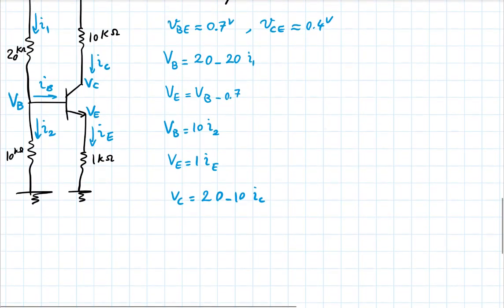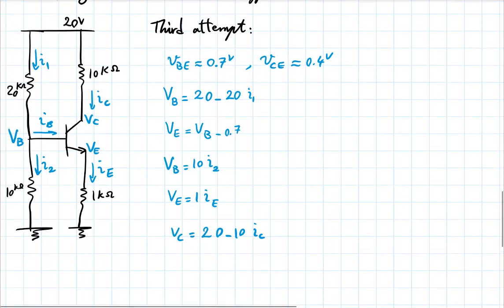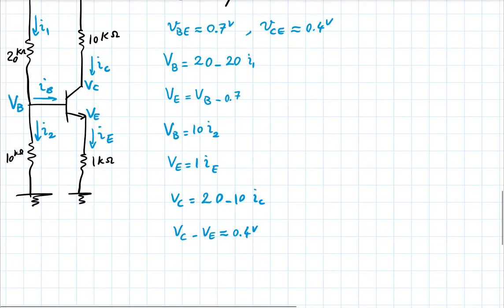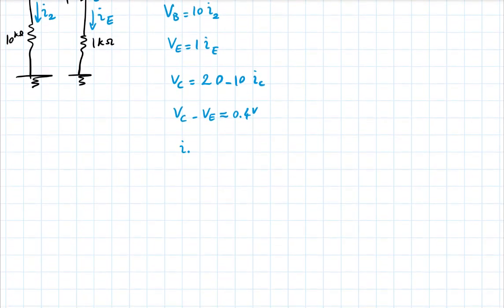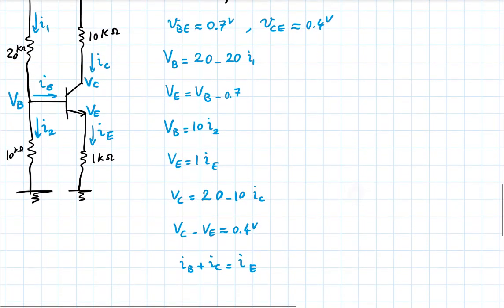And I also know that VCE, which is VC minus VE, is approximately 0.4 volts. And finally, my KCL also, that IB plus IC is IE. I think I have everything here.